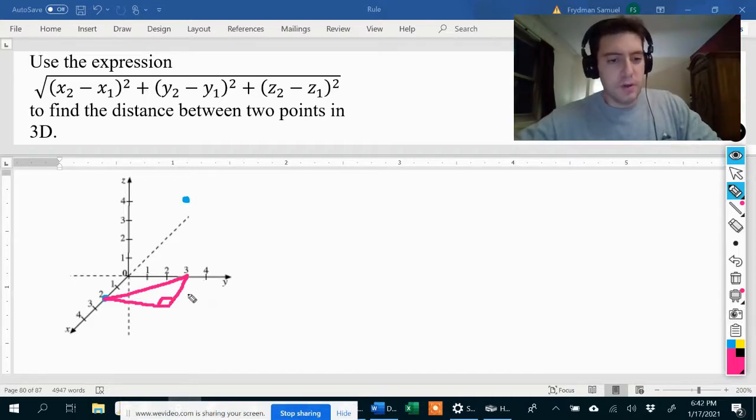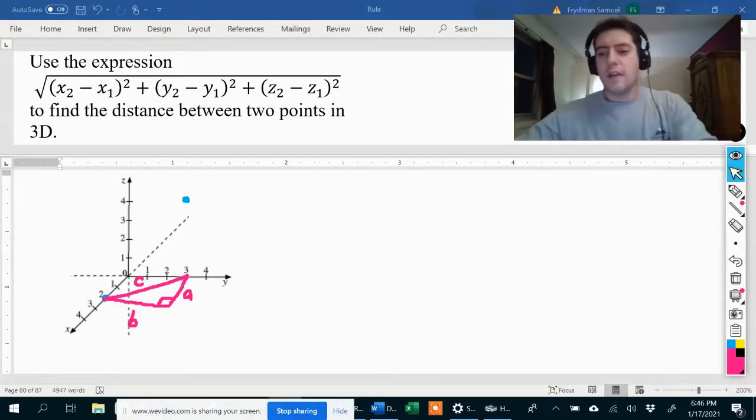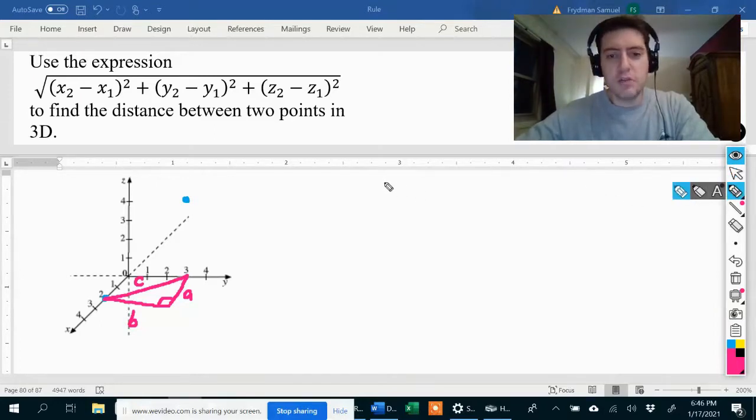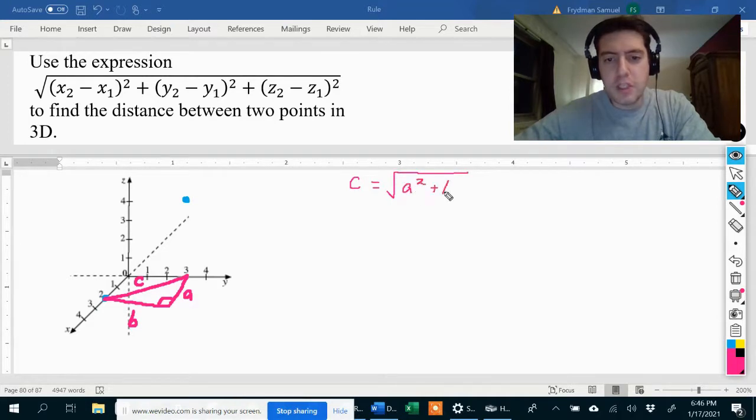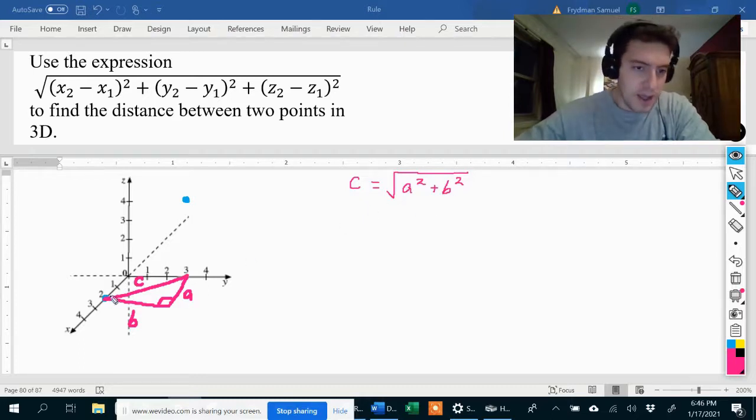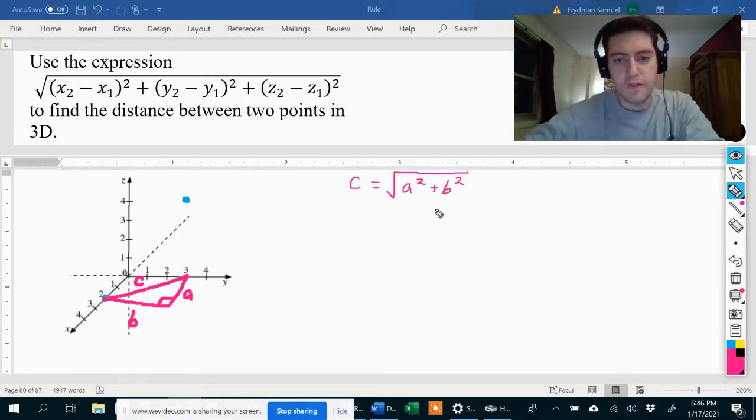Okay, so I'm going to label this leg A, I'm going to label this one B, and I'm going to label this one C. Now, if you watched one of my previous videos, then you know we can find C by taking the square root of A squared plus B squared, and we can find A by subtracting the x values. So for example, this point would have an x value of 0, and this point would have an x value of 2. And we can find B by subtracting the y values. So for example, this point would have a y value of 0, and this point would have a y value of 3.